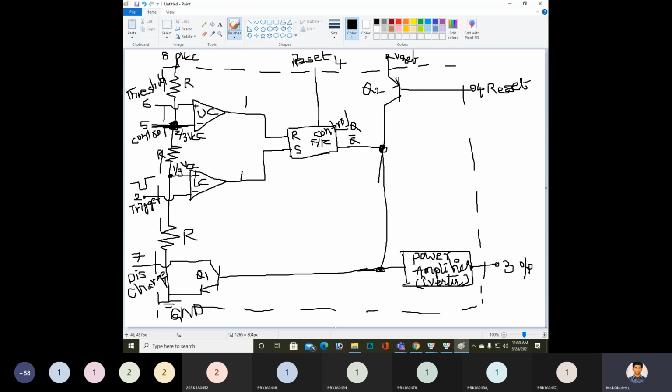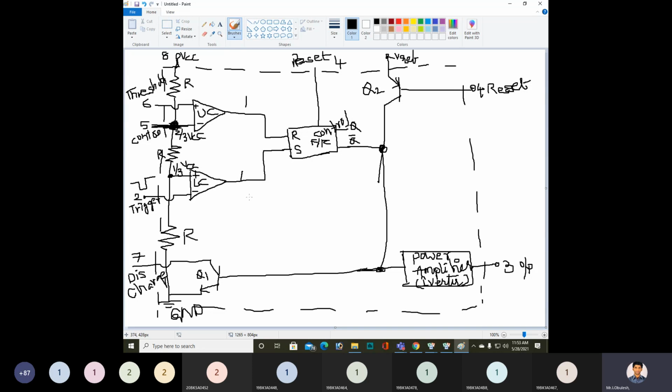Then here, this is the lower comparator. Similarly here, if the trigger input value is below 1 by 3 VCC, this is the lower comparator. Trigger input value is below 1 by 3 VCC, then the lower comparator value equals 1. That is, S is equal to 1.